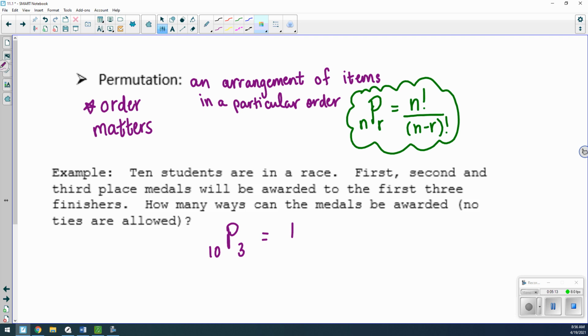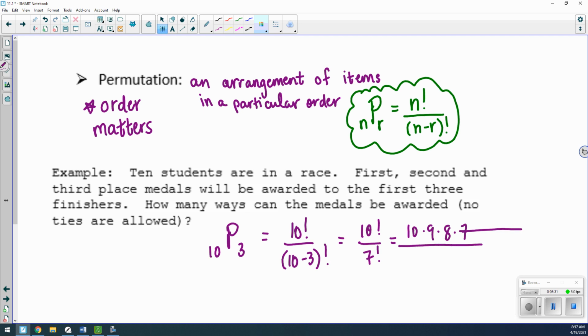So I'm looking at 10 factorial divided by (10 minus 3) factorial, and that's the same as 10 factorial over 7 factorial. And a few seconds ago I said I'm not going to ever write out that factorial again, and this is what I'm talking about. I'm not going to write out the 7 factorial because I know it's going to cancel top and bottom. So 10 times 9 is 90. 90 times 8 is 720. So that means there are 720 different permutations, or ways that I could order the 10 students winning first, second, and third place.